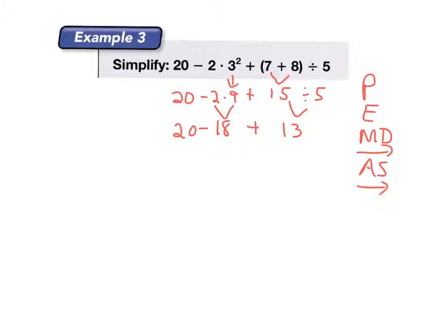Now I'm going to add and subtract from left to right. So it doesn't matter that the subtraction is first. All I have left is adding and subtracting, so I go left to right. So I'll do that. 20 minus 18 is 2, and 2 plus 13 is 15. So my answer is 15. Let's look at another example.